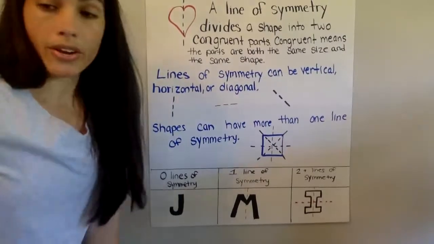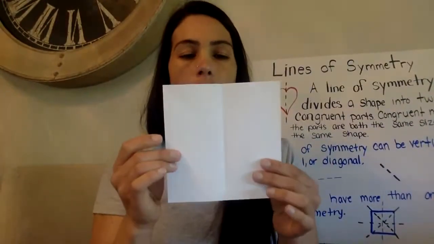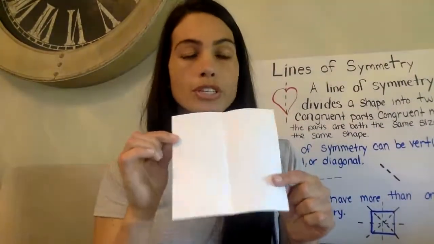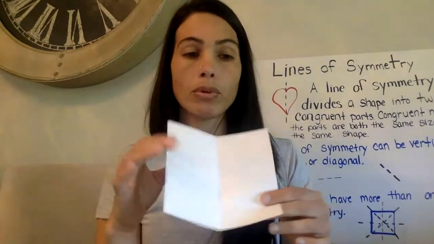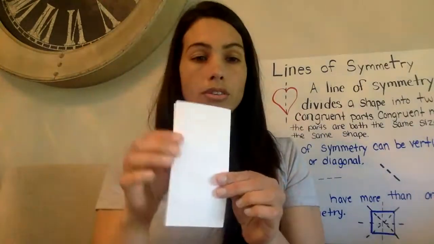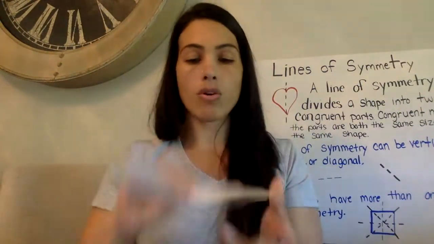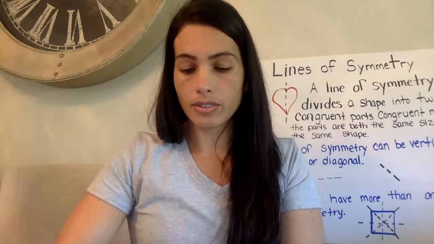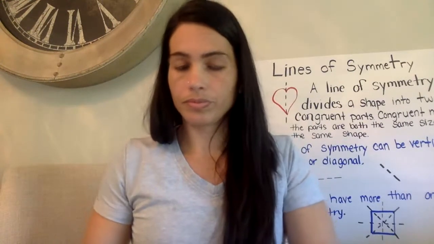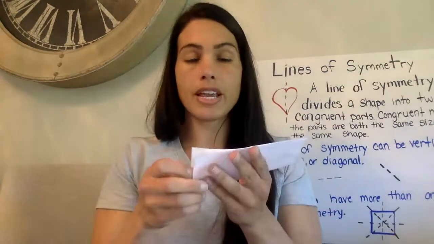So with the square, I drew a square. I'm going to come back up with the camera. Here's my square. It can have more than one line of symmetry. If I was to fold these certain ways and it's the same on both sides, then it's a line of symmetry. So when I did vertical, that's a line of symmetry. That's one. If I did horizontal, up and down, these two are the same.